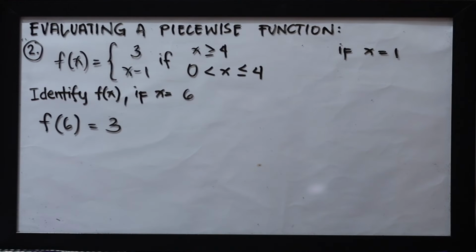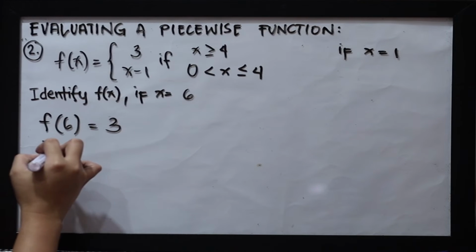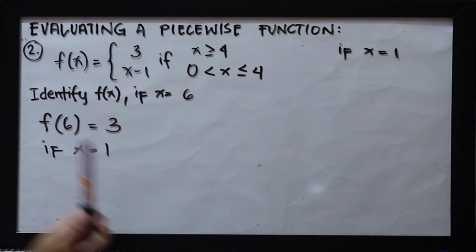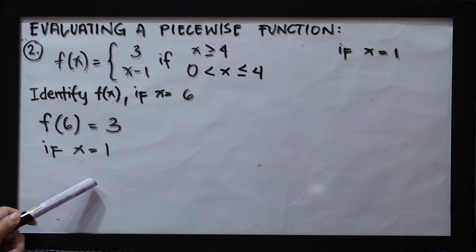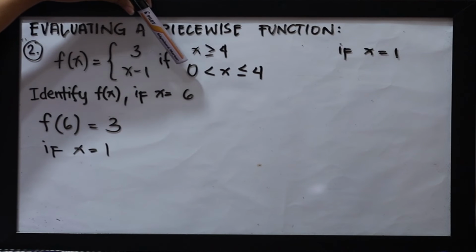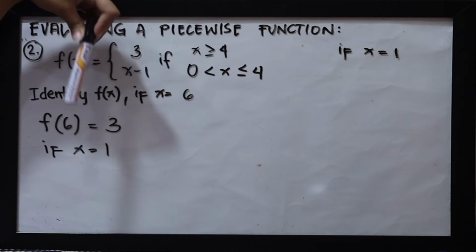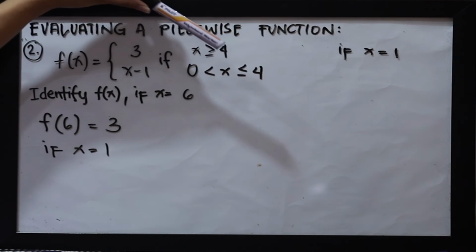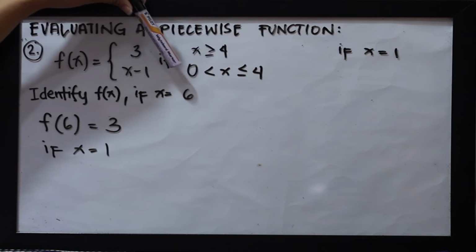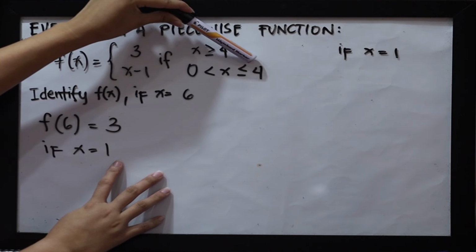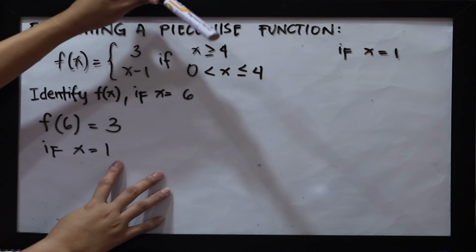And then, what if, dito ko na lang ilalagay, if x is equal to 1. So, if x is equal to 1 daw, saan siya papasok? X is greater than or equal to 4 or dun sa second restriction? Hindi siya pwede dito kasi nga 1 lang siya eh. And 1 is not greater than or equal to 4. Dito siya sa second restriction na x is greater than 0. Yes, 1 is greater than 0. And it is also less than or equal to 4.